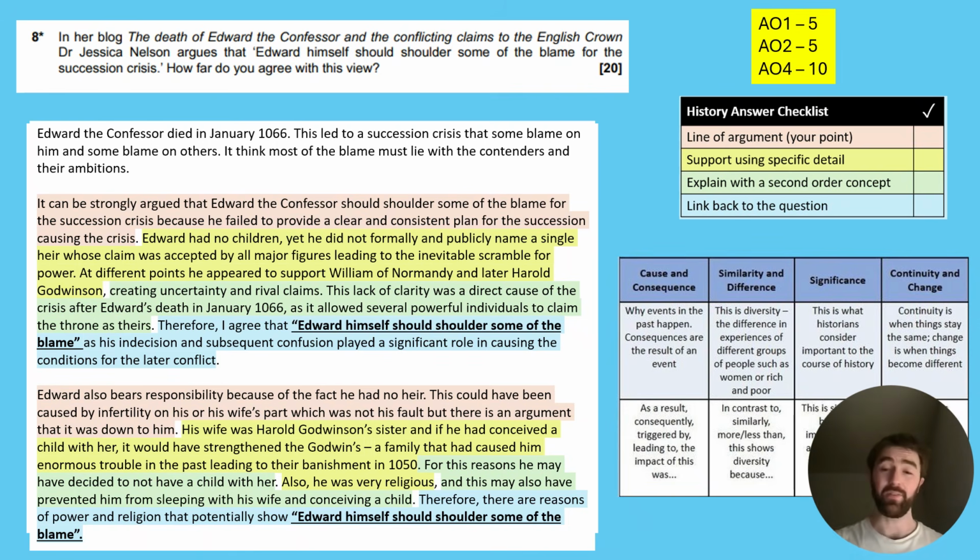Remember, only 5 marks here are for knowledge. Only 5 marks are for the explanations in second order concept. Whereas the AO4, the judgment marks, how correct or incorrect the author is, that's 10 marks. So we really need to be hammering that home.